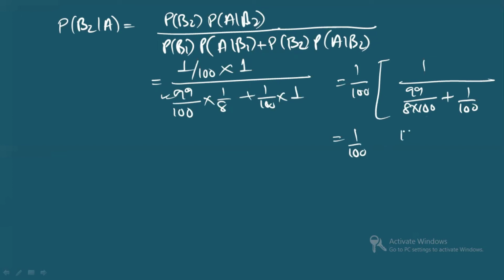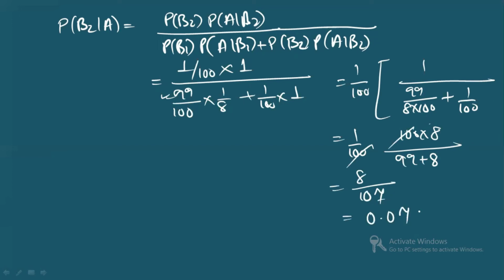When you do this, 100 into 8 will go in the numerator. Here you will have 99 plus 8. This 100 and this 100 will get cancelled. You will have 8 divided by 107. So ultimately it will give you the same result, 0.075. You can calculate and see. Clear? Now we will see the next question.